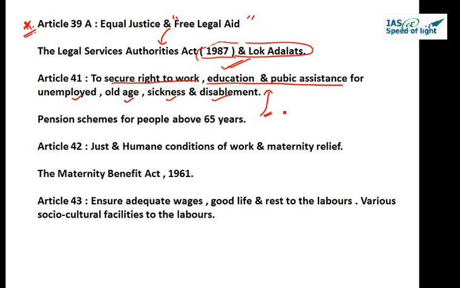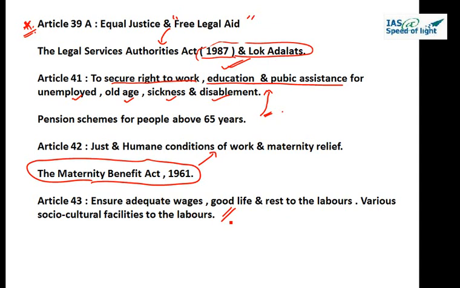Article number 42, if we see, talks about the provisions for just and humane conditions for work and maternity relief, and for this we see the Maternity Benefit Act 1961 being passed by Parliament to enact this directive. Coming to article number 43, which is saying living wage, etc. for workers. So it is giving a directive to the government to ensure adequate wages, good life, and rest to the laborers. Various socio-cultural facilities are to be made available to the laborers.